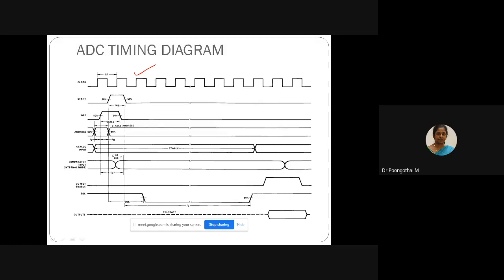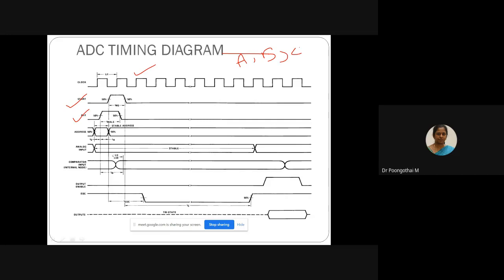Suppose if you want to start the counter, you have to provide this start pulse. So the first step is you have to generate the start pulse. Before you initiate the start pulse, there is something called ALE. This will latch the address and decide which analog channel is selected in ADC. I have already explained that channel selection is based on ABC address lines.